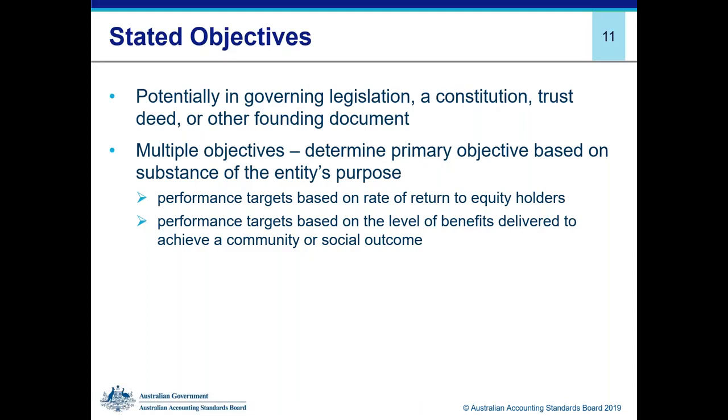In that regard, it may be helpful to consider how an entity assesses its performance. If we've got performance targets based on the rate of return to equity holders, that may indicate that it's a for-profit entity. By contrast, if we have performance targets based on the level of benefits delivered to achieve a community or social outcome, that may indicate that we have a not-for-profit entity.